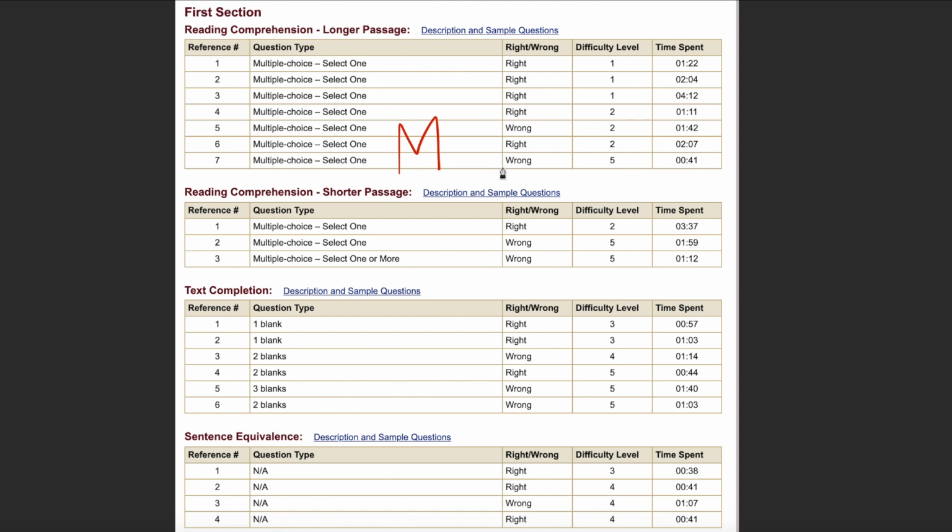So let's see how many questions I got wrong. 1, 2, 3, 4, 5, 6, 7, 8. So I got 8 questions wrong. That means my total is 12 out of 20. Now let's move on and see what our next section would be. Our prediction is that next section should be a medium section.